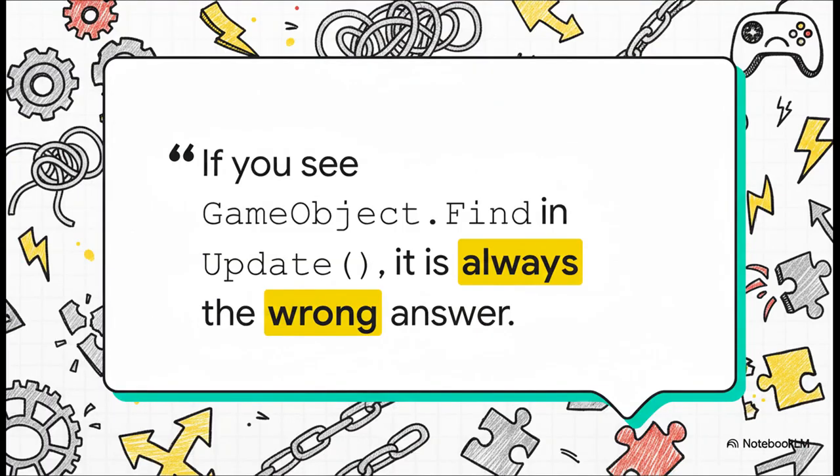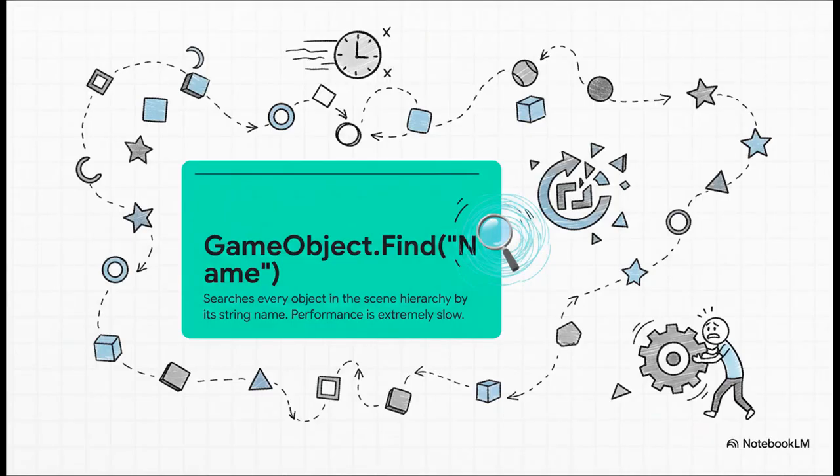And the exam loves to test you on this next method. Why? Because using it incorrectly is one of the fastest ways to bring your game grinding to a halt. Meet GameObject.Find. This thing literally goes through every single object in your scene, one by one, comparing its name to the string you gave it. Can you even imagine doing that every single frame? It's unbelievably slow, and honestly, it should almost never be used.